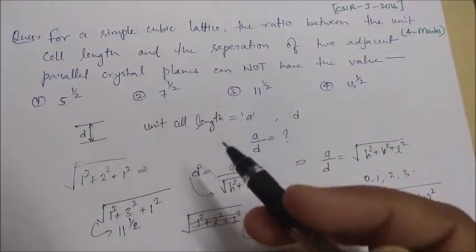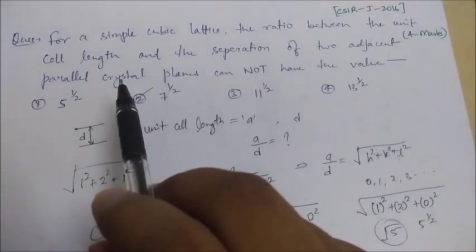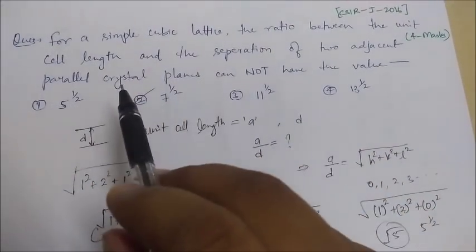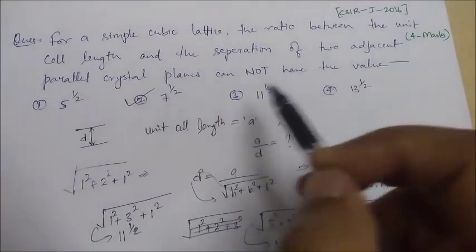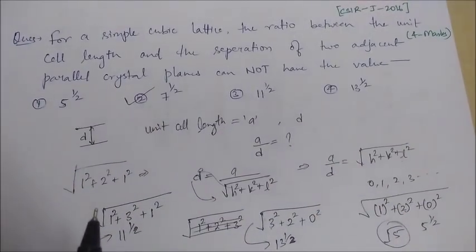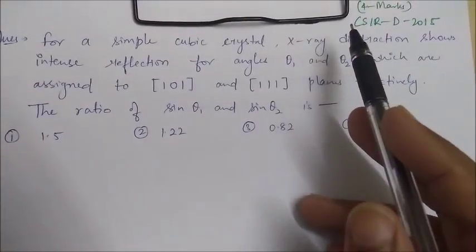So the correct option will be 2, because it has been asked which value you cannot have. So √7 is the value which you cannot have. All right, let's move on to the next question.